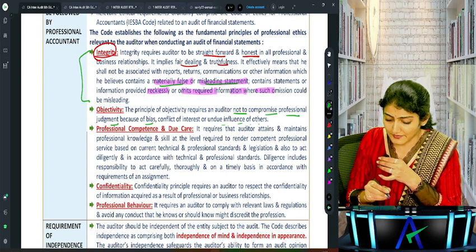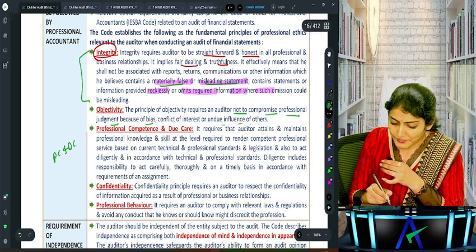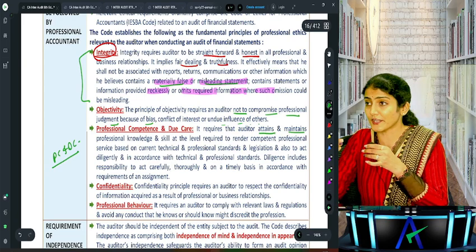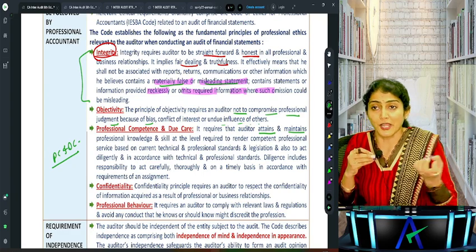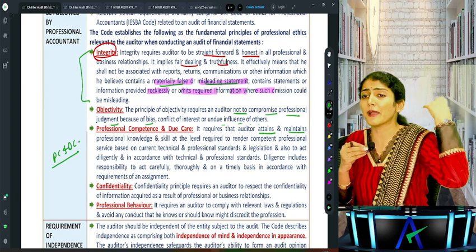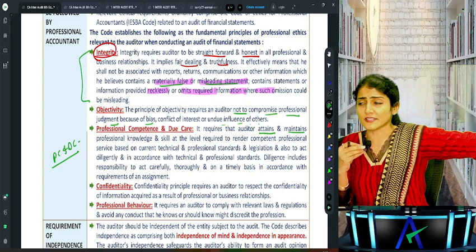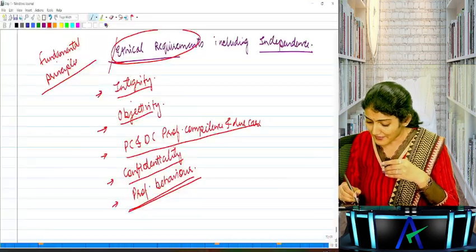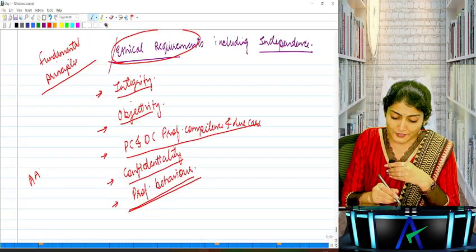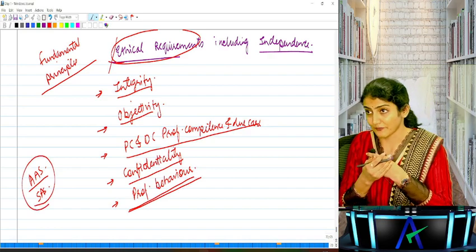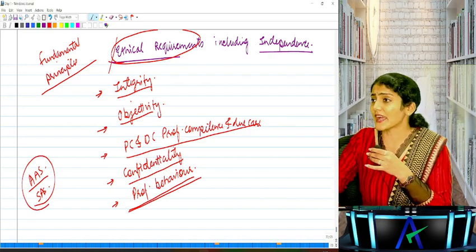Then PCDC. What is PCDC? Professional competence and due care. He attains and he maintains. So when you study for the CA course, you attain the knowledge, but after you become a CA also, you have to maintain the knowledge. You cannot say, ma'am, when I wrote the exam it was CARO 16, so I don't know anything about CARO 20. When I had written my exams, at that time it was AAS, Auditing and Assurance Standards. Now ICAI has issued the Standards on Auditing. Later on they revised it to the Standards on Auditing.